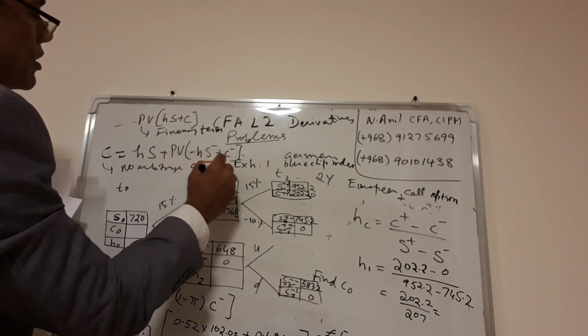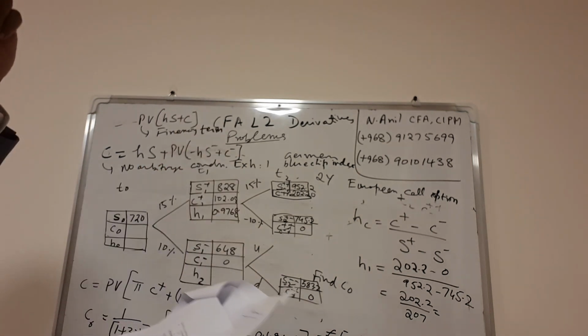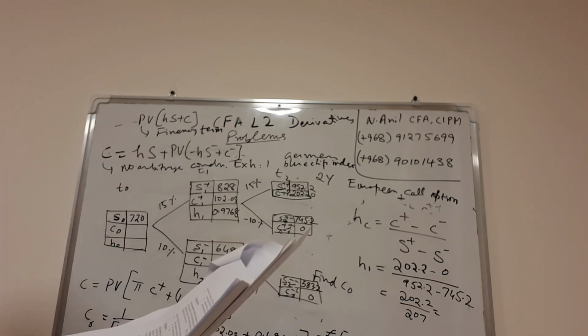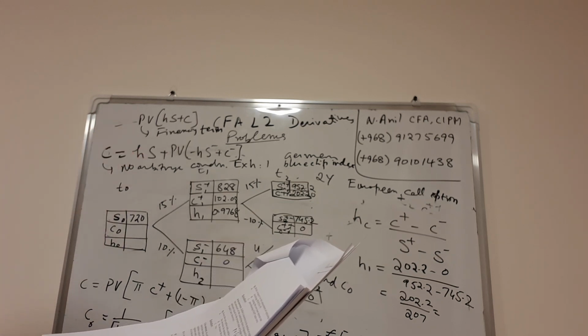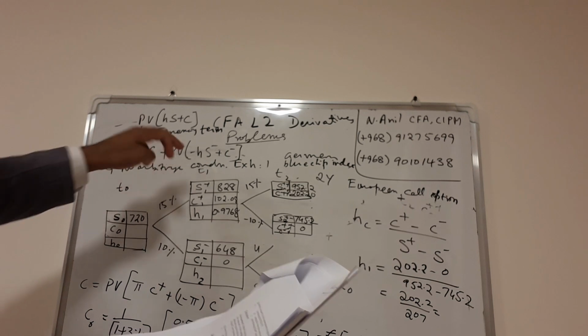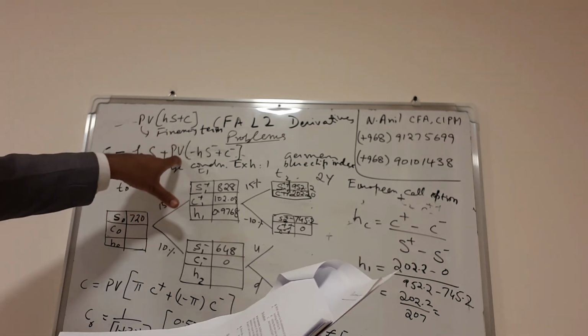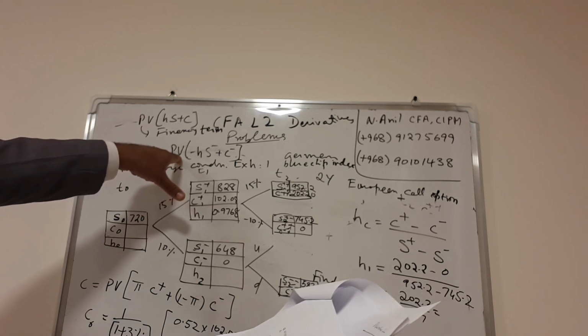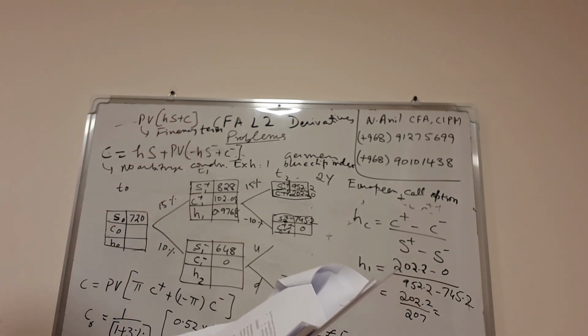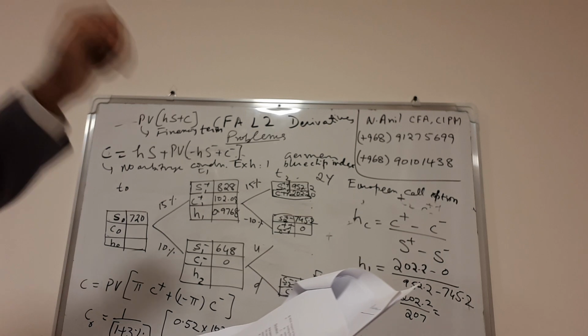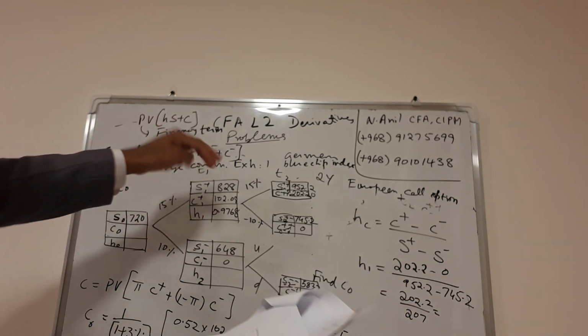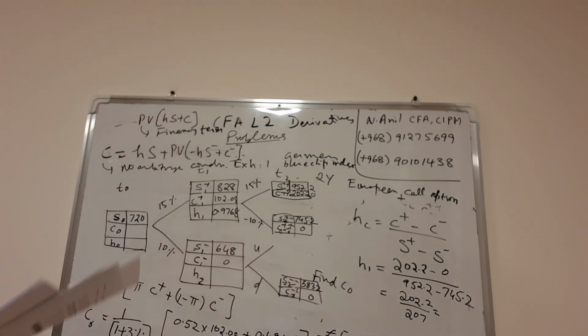Arbitrage condition. What is the net cash flow? Purchasing the underlying share designated by the hedge ratio plus the borrowing. The borrowing is given as the present value, which is 1 divided by 1 plus R times the hedge, HS plus C. Okay.